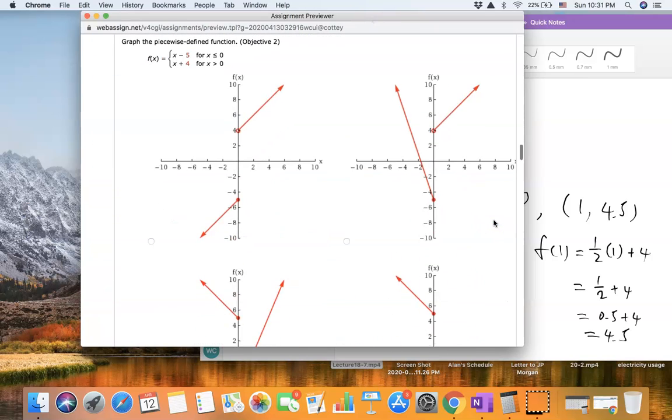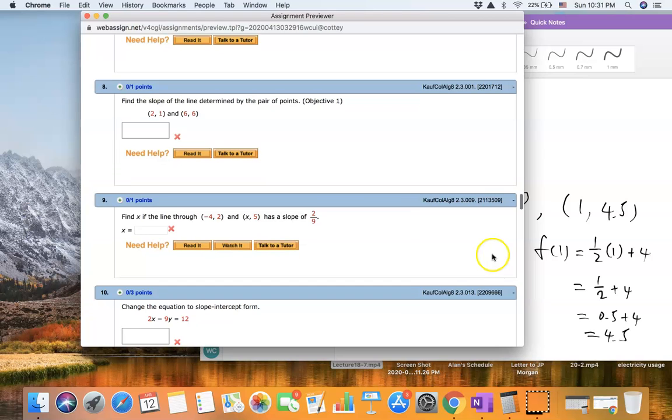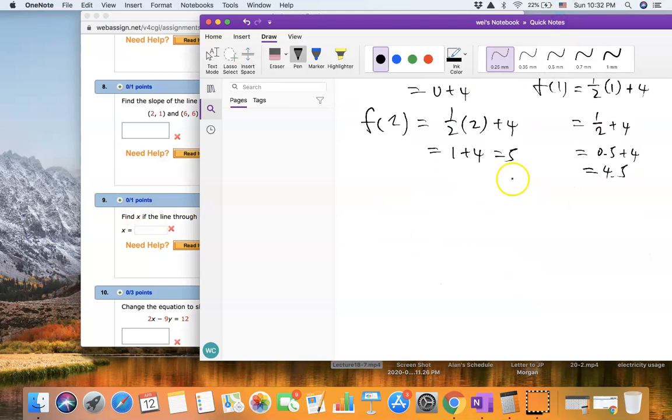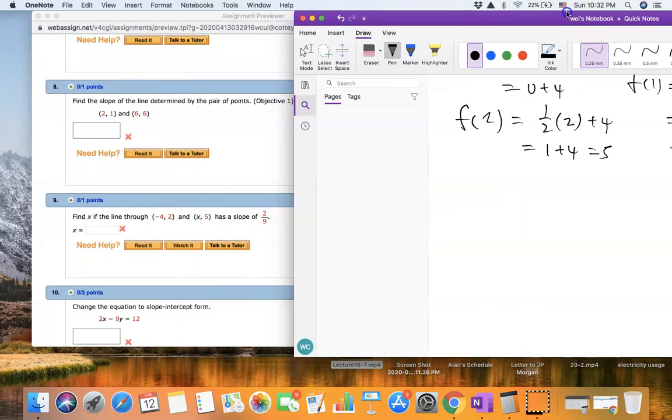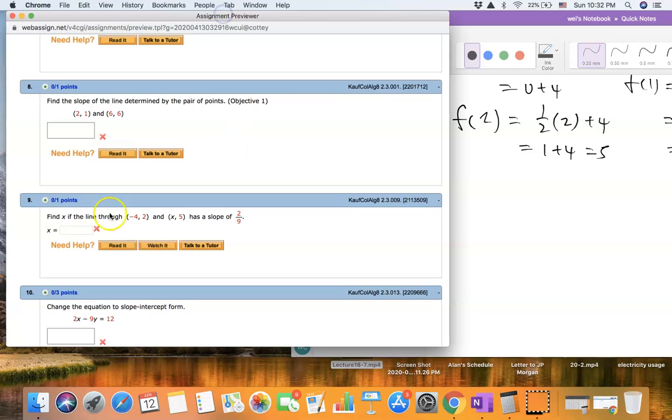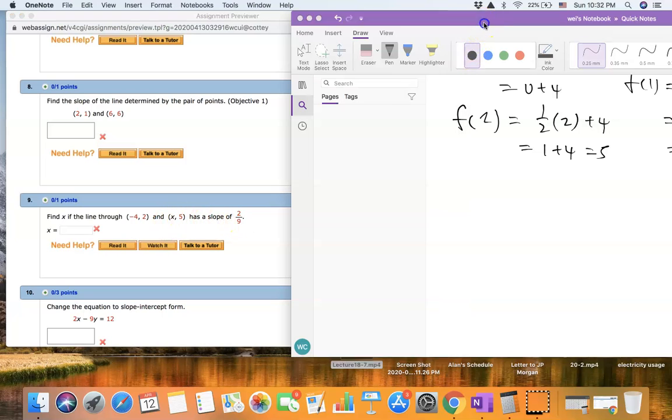Okay. Let's move on to problem number 9. This is also a problem most of you got wrong on your homework. We're looking for the number x if the line through the 2 points (-4, 2) and (x, 5) has a slope of 2/9.